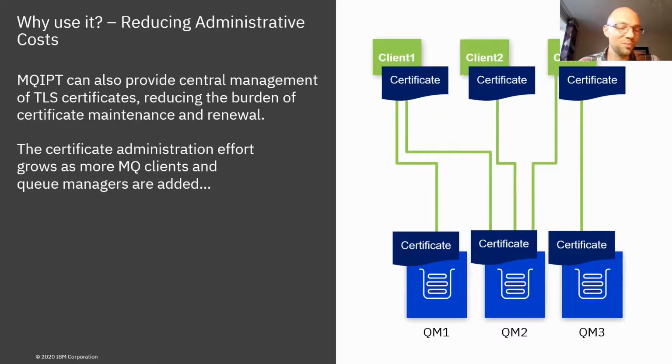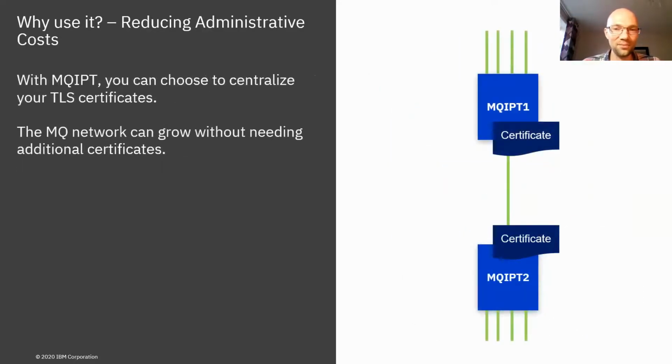So another place that you might have an administrative headache, if you've got lots of clients connecting to lots of different queue managers, is with TLS certificates. Because once again, as the number of clients or the number of queue managers grows over time, you need to have more and more certificates. So if you have MQIPT in the picture again, then you might be able to reduce the number of certificates that you use and therefore reduce the administrative burden of using TLS. And it lets your MQ network grow a little bit easier.